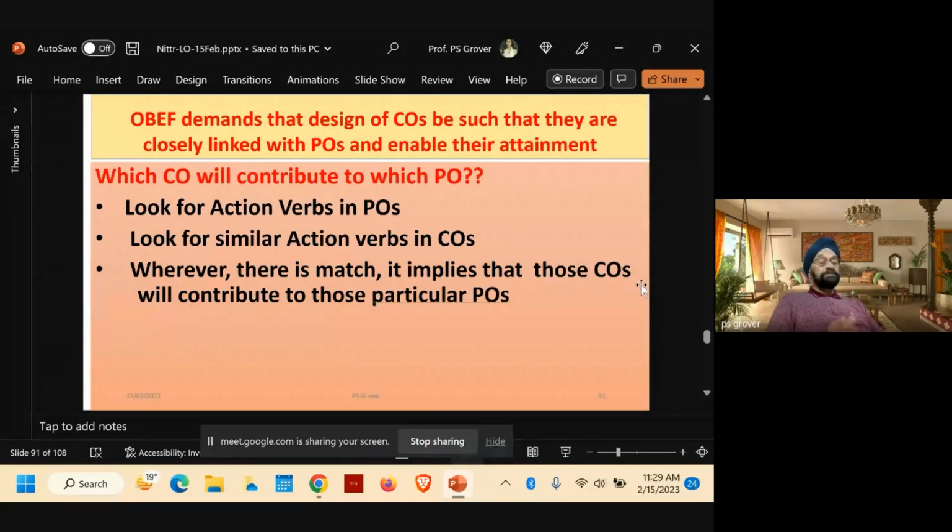In this case, I shared with you thumb rules. Look for action verbs in program outcomes. Look for similar action verbs in course outcomes. Wherever there is a match, it implies that those COs will contribute to those particular POs. Now, please see this thing. Now, the significance of the action verbs in the context of mapping course outcome to program outcome. Wherever there is similarity, very good. If they are near, you have decided.